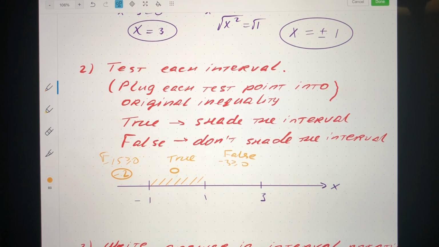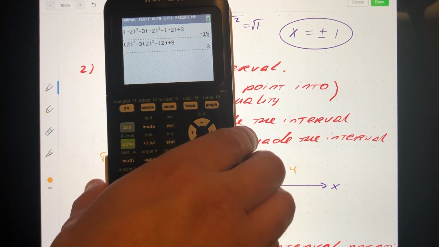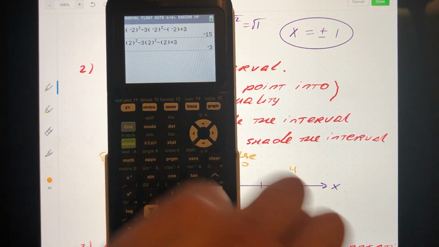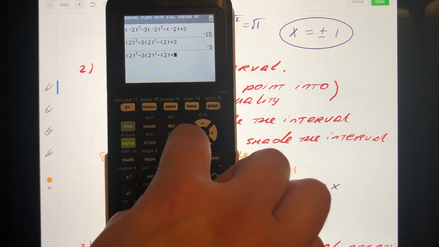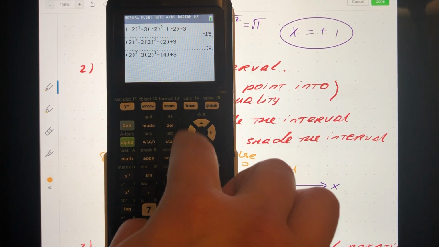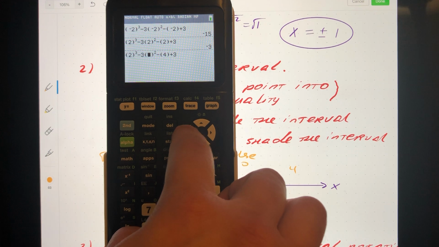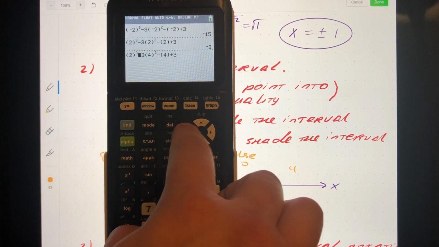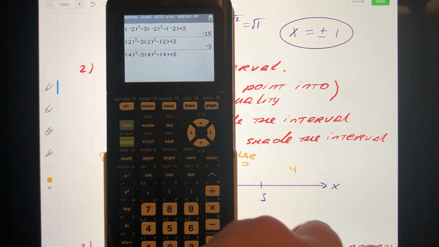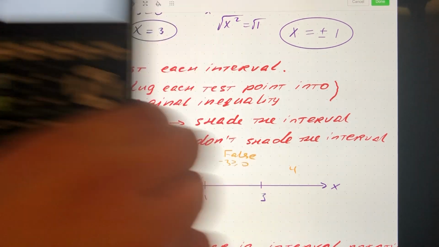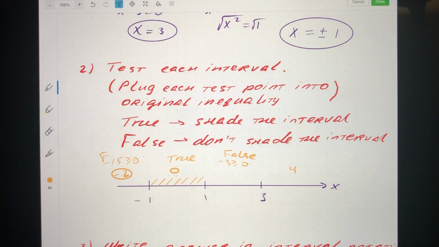Anything more than 3, well, we can test 4. So if we type in 4, second enter, and change all the 2's to the 4, we will get 15. Well, 15 is bigger than 0. That is true. So the last interval is going to be part of the answer.